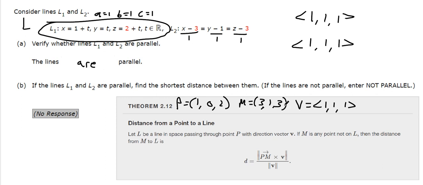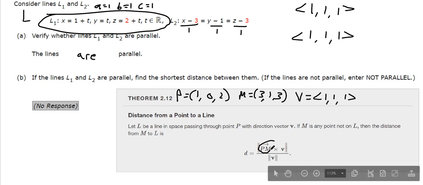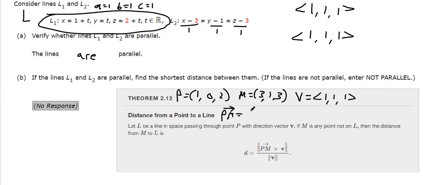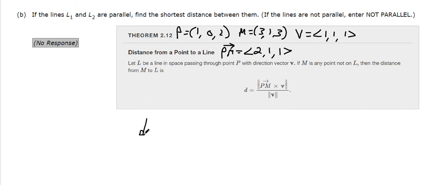Unless by coincidence, they would have to be the same line for that point to be on line L. We just found out that these are parallel, and as long as they're not the same line, then this point 3, 1, 3 will not be a point on line L. So we need the directional vector PM. That's real quick to do. Take the x component of M subtracted by the x component of P. So 3 minus 1 makes 2, 1 minus 0 makes 1, 3 minus 2 makes 1. And now we're ready for the formula for the distance.